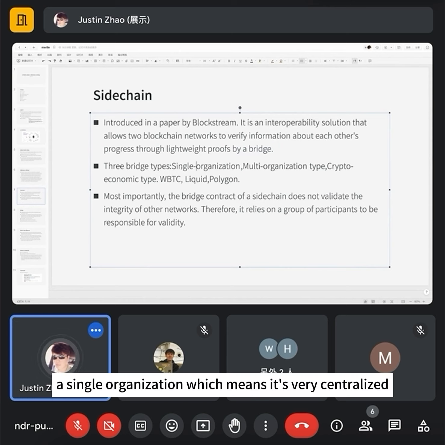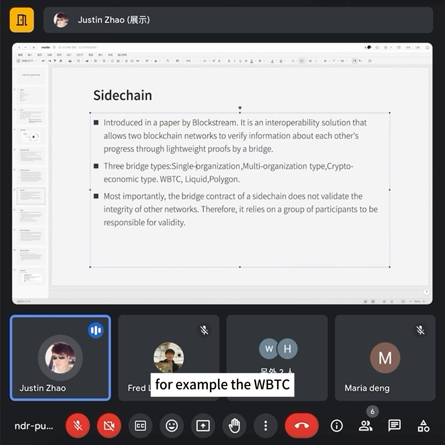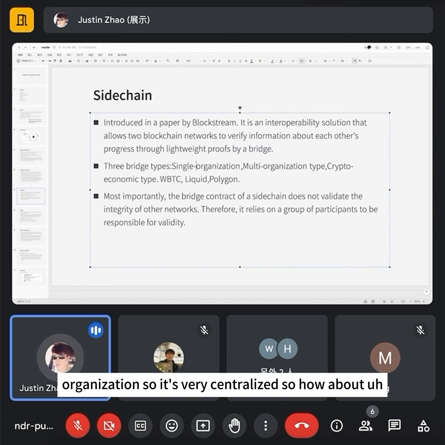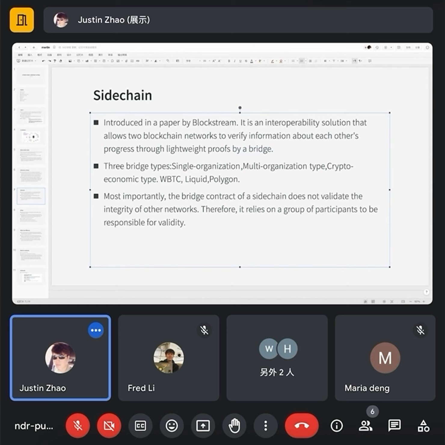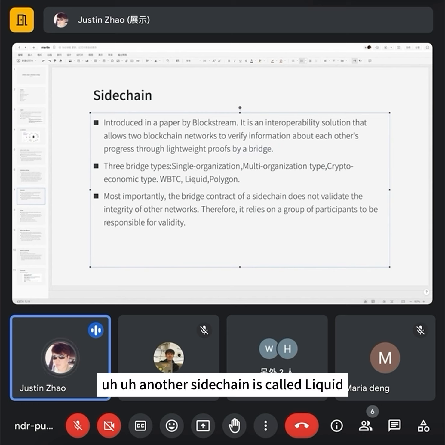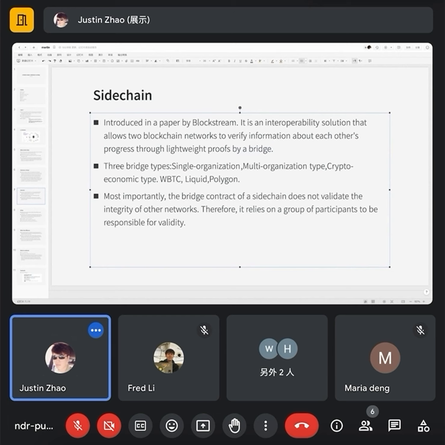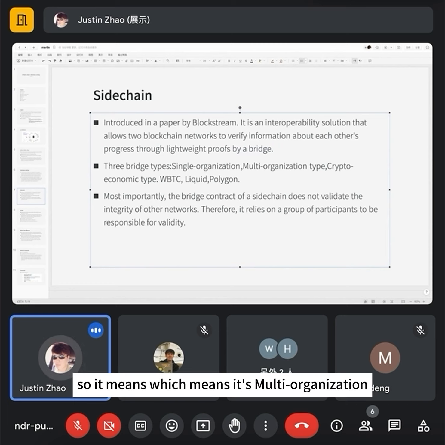Single organization means it's very centralized. For example, WBTC, the pegged Bitcoin on the Ethereum chain, is actually controlled by a single organization, so it's very centralized. Another sidechain is called Liquid, where the pegged Bitcoin is controlled by several third parties, which means it's multi-organization.